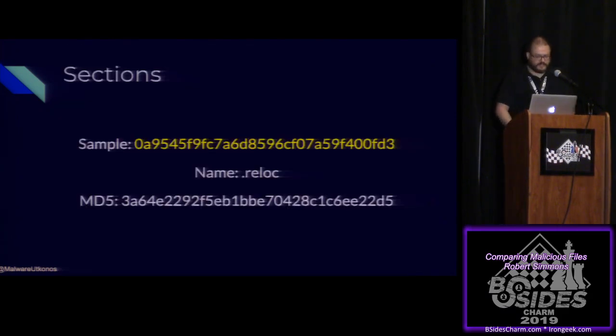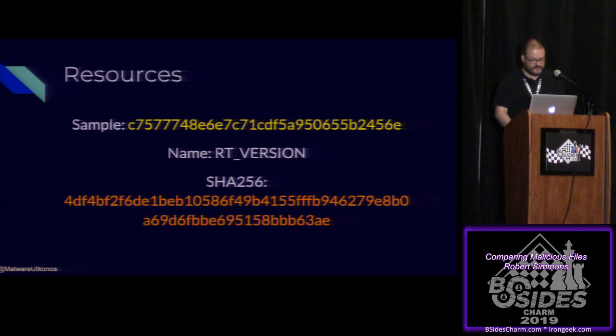So looking at sections, this is .reloc, for this particular sample. If you use this MD5, you would be able to find other samples that have this same section. Again, with resources, the same thing. The RT version resource in this particular sample gives you a SHA-256 of that resource, which lets you then find files that share the same resource.